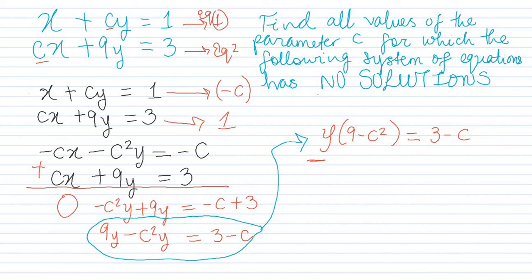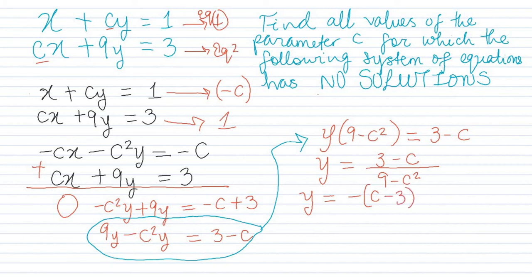Well, the way we can simplify the question further is to make y the subject of the formula. We can say y equals (3 minus c) over (9 minus c squared). We could also do this to make our life easy. We can say y equals, we're going to bring out a negative 1 from the numerator. So we do negative, and we have c minus 3.